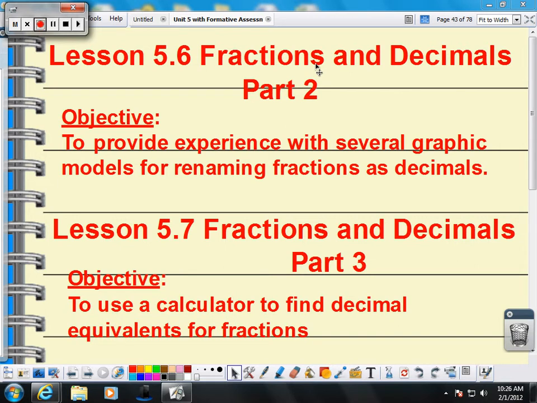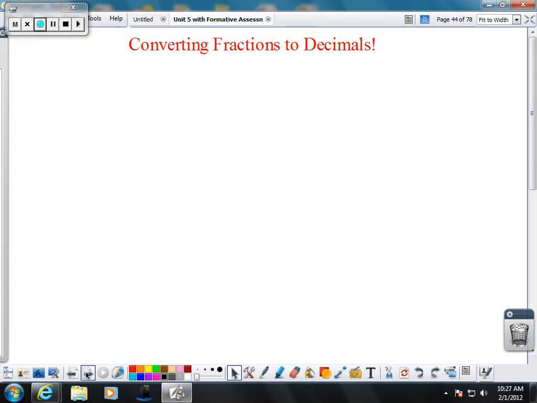We are going to complete lesson 5.6, which deals with converting fractions and decimals, part 2. In that lesson, we are going to provide more experience with several graphic models for renaming fractions. Lesson 5.7 is another fractions and decimals lesson, part 3. We are going to move from using paper and pencil to using our calculator, which will make everybody breathe a little easier. So let's move right along to our first couple of examples.